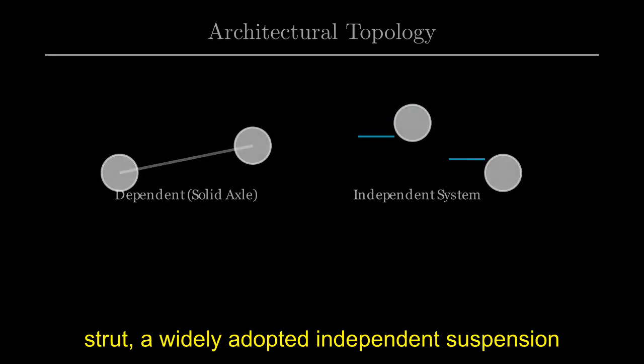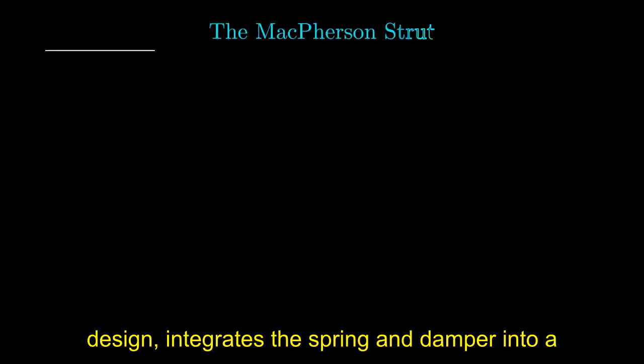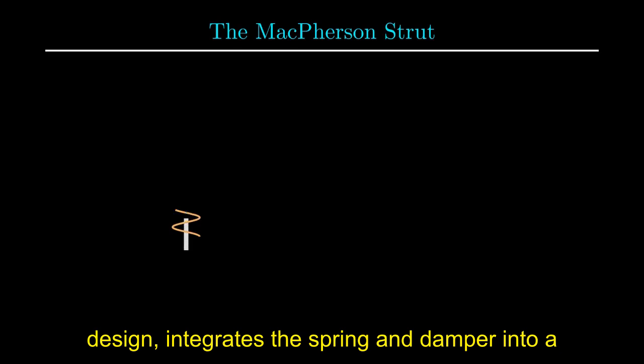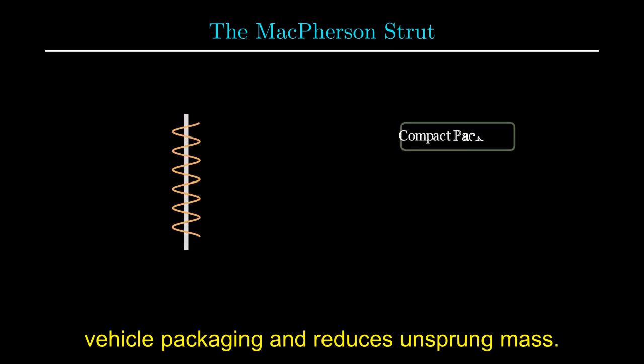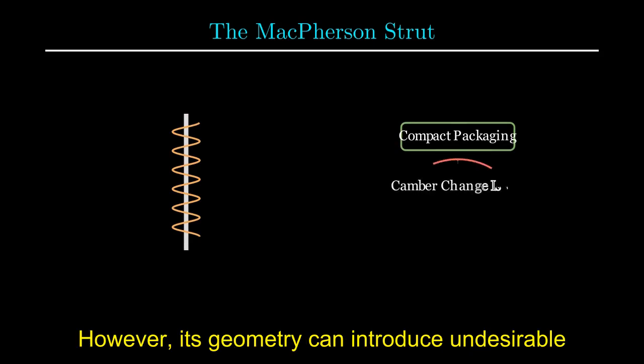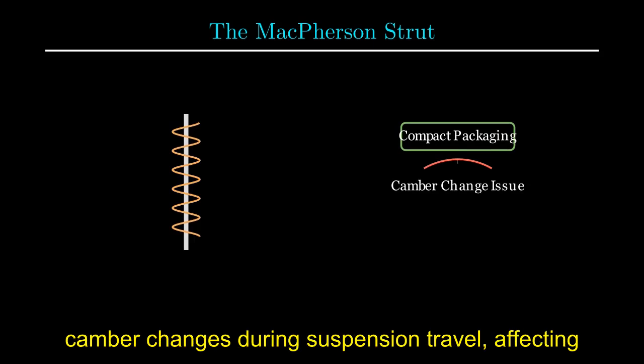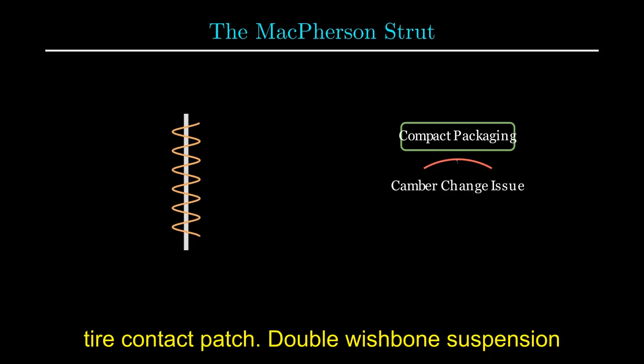The MacPherson Strut, a widely adopted independent suspension design, integrates the spring and damper into a single, compact unit. This configuration simplifies vehicle packaging and reduces unsprung mass. However, its geometry can introduce undesirable camber changes during suspension travel, affecting tire contact patch.